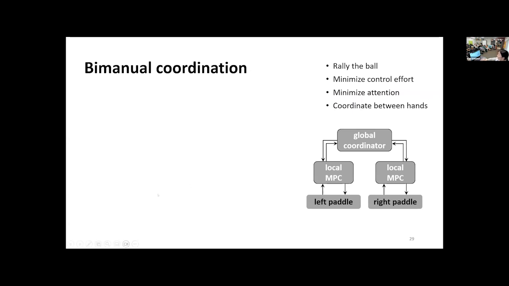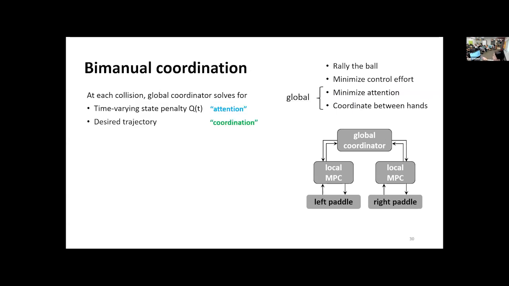And then, this is the kind of architecture that we settled on. Again, layered, as you'll notice. Each paddle gets its own controller, and then you have a coordinator that coordinates between the two of them. Okay, so let's talk about the top one first, the global coordinator. That one is in charge of 2 of the objectives. At each collision, the global coordinator solves a competing optimization problem for attention and coordination.